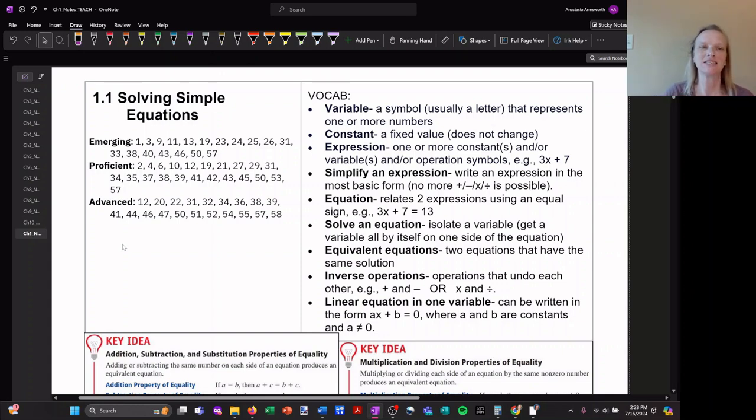Hi, folks. In this lesson, we're going to learn how to solve simple equations. Hopefully, this is something you learned in middle school, but it's going to be a skill we use all year, and so we're going to review it. First, we need to know some vocabulary.